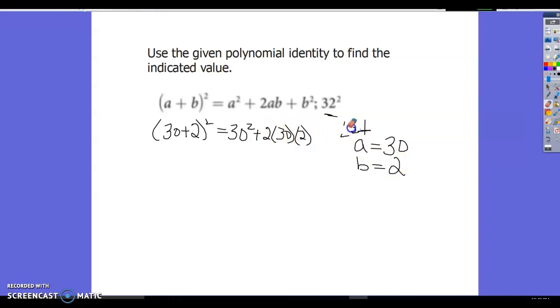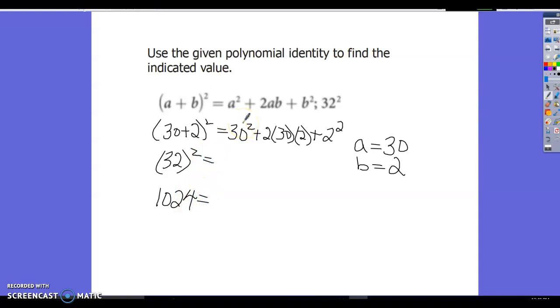and I'm going to erase that. And so that was the middle term, and then I've still got plus b squared. So b squared is 2 squared. So I've got (30 + 2) squared. This side is going to be 32 squared, and 32 squared is 1024.